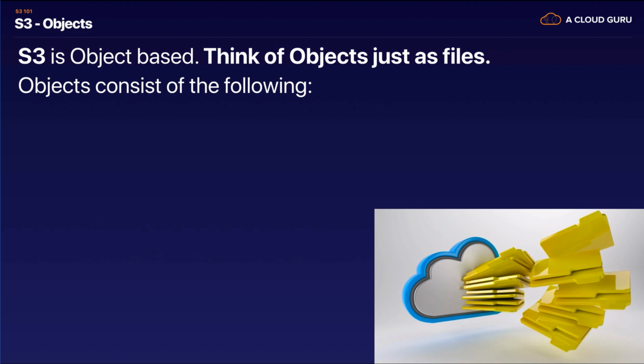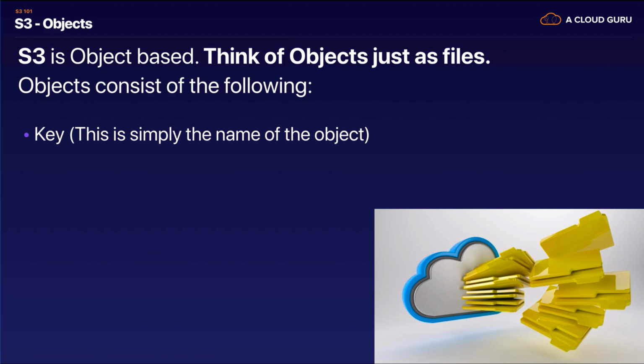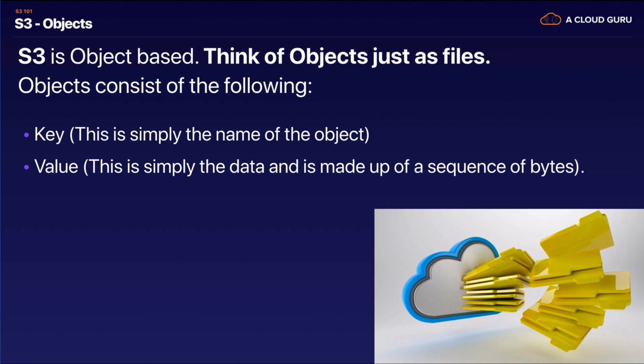Now, S3 is object-based, and I want you to think of objects just as files. That's all they are. And objects consist of the following. So they consist of a key, and this is simply the name of the object. So it could be myworddocument.doc, or it could be mypicture.jpg. Then we have the value, and this is simply the data that basically makes up the object. So it's made up of a sequence of bytes. So S3 is a key value store. You've got a key, which is the file name, and then the value, which is the actual data.